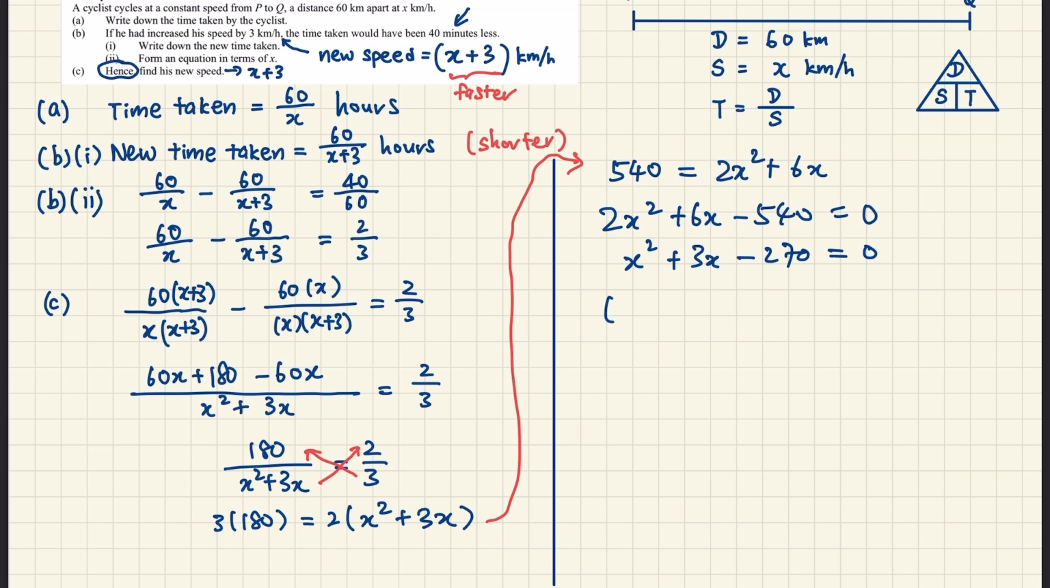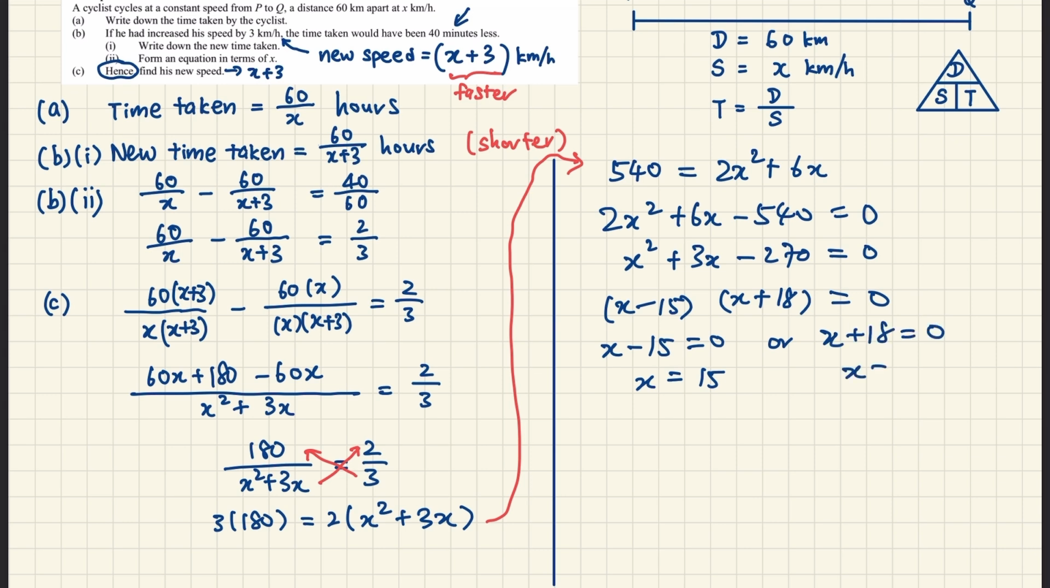And then if we were to factorize this, you can also choose to use the quadratic formula, but in this case it's somewhat straightforward to just factorize this. Finally you solve for both solutions, which is x equals 15 or x equals negative 18. So of course you're going to reject this, because x is supposed to be at least 0.